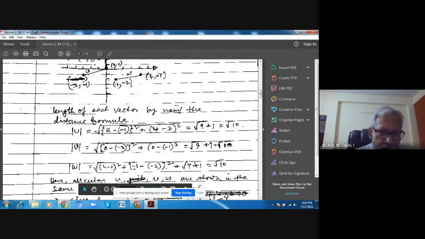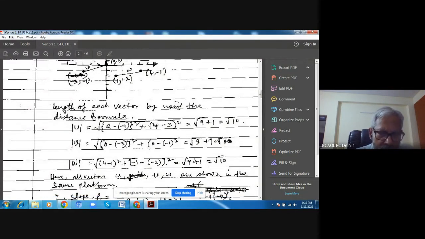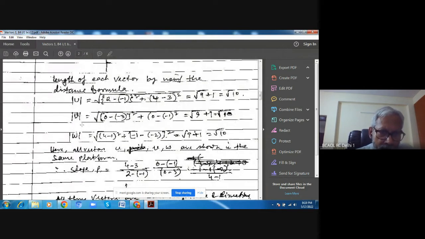Basically, it is x square plus y square. This is the formula. Suppose you consider it as x and y, or x1 and x2, it is the same thing to find the magnitude of these. So all the vectors u, w, v are shown on the same plane.